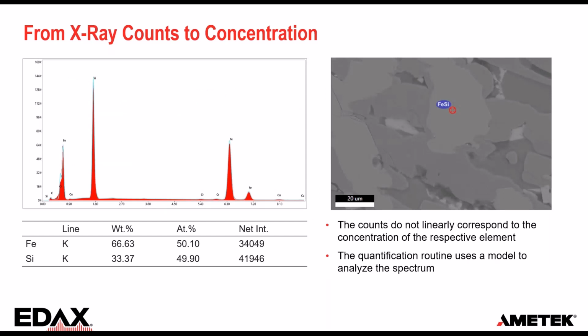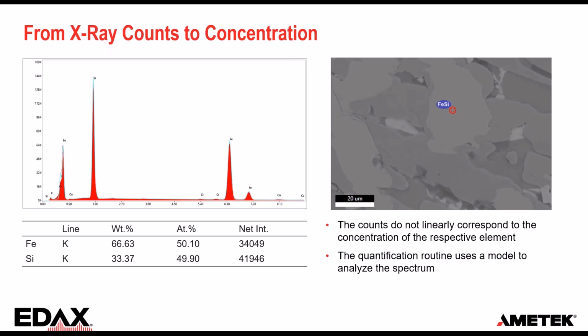Unfortunately, the composition does not correspond linearly to the measured intensity of the characteristic X-rays, and this is illustrated here using an example of iron silicide. The intermetallic phase has here about 66% weight iron and roughly 33% weight silicon, which correspond to a stoichiometry of 1 to 1, which is also reflected here in the atomic weight percent.